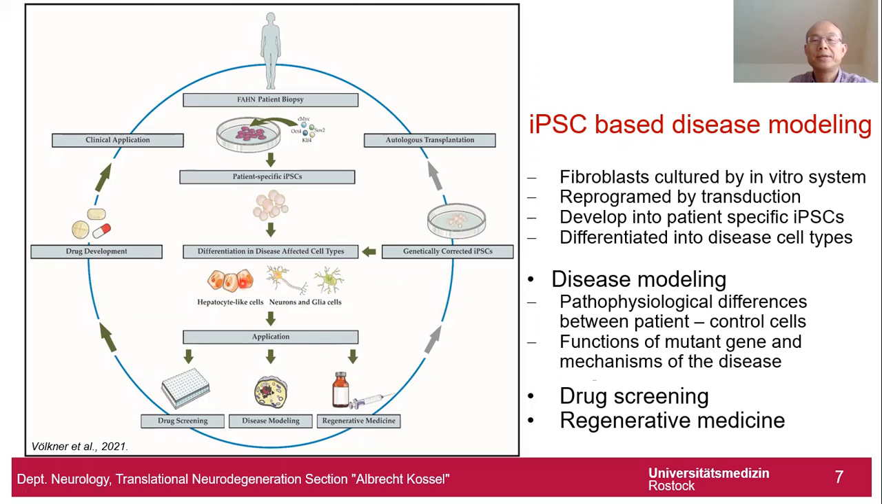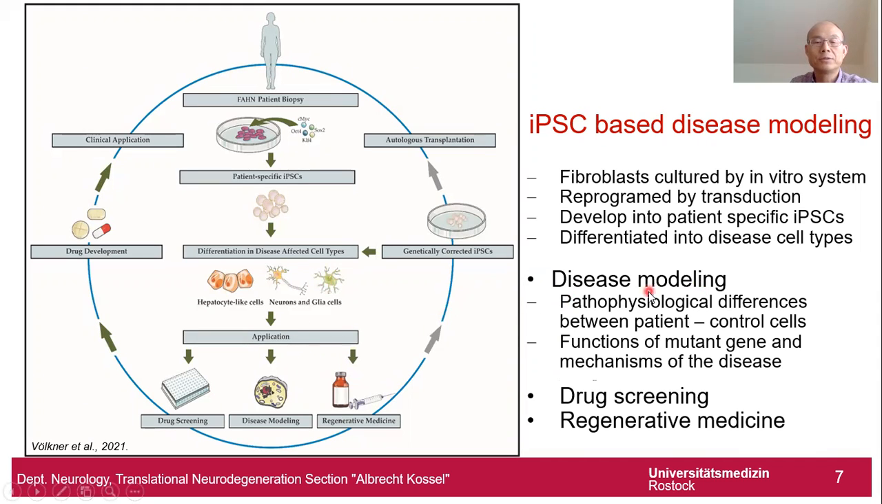This figure shows iPS-based disease modeling. The fibroblasts from patients are cultured in an in vitro system, and then they will be reprogrammed by transduction with transcription factors to drive them to develop into patient-specific iPS. After characterization of these iPS, they will be differentiated into disease-affected cell models. In our case, like neurons and oligodendrocytes.